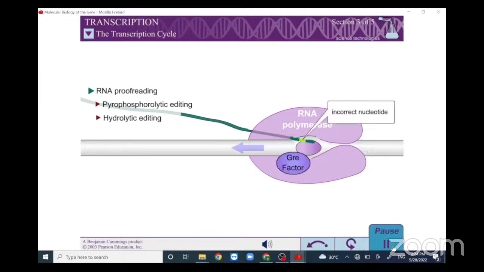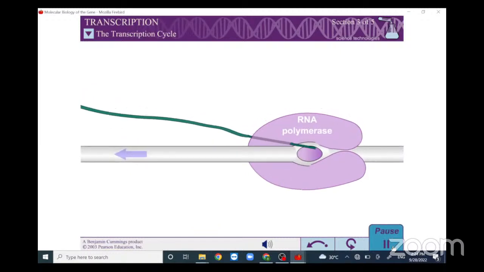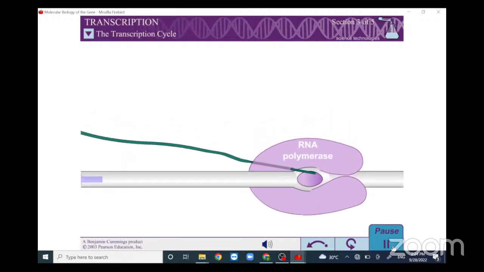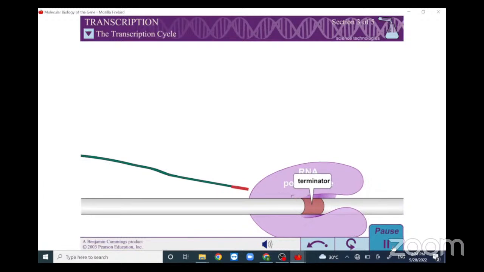So what is your hydrolytic editing? In hydrolytic editing, if there is an incorrect nucleotide, you have a Gre factor. That Gre factor is going to help in cutting down that nucleotide, throwing it away, then RNA polymerase continues its activity for synthesis of RNA. So in your proofreading, it happens simultaneously. That is what I want to tell. Unlike your DNA polymerase in DNA replication, where proofreading happens at the end, here proofreading happens during elongation itself. That is what I want to tell you.